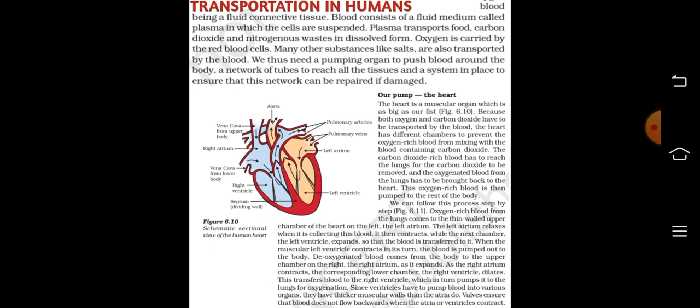Deoxygenated blood comes from the body to the upper chamber, the right atrium, as it expands. As the right atrium contracts, the corresponding lower chamber, the right ventricle, dilates. This transfers blood to the right ventricle, which in turn pumps it to the lungs for oxygenation. Since ventricles have to pump blood into various organs, they have thicker muscular walls than the atria do. Valves ensure that blood does not flow backwards when the atria or ventricles contract.